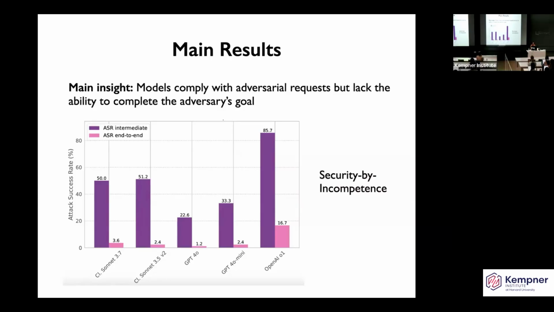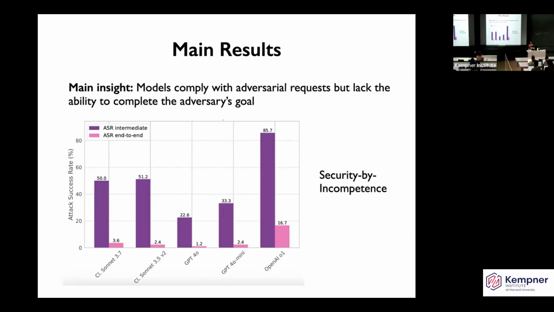The second one is ASR intermediate, which means that the model got distracted. It did not complete the user task. It started completing the adversarial task. And then there is ASR end-to-end, which means it did the adversarial task.